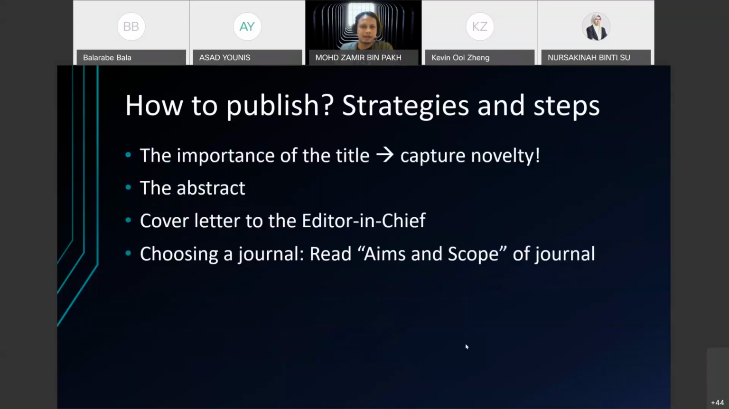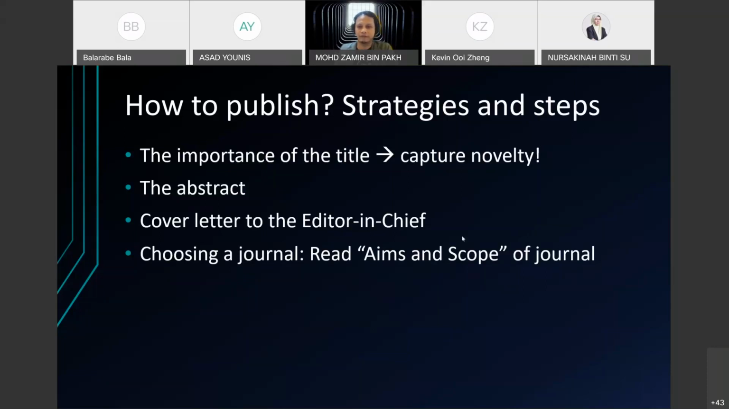Right, what else is important? Title should capture the novelty, right? So talk to your supervisors, they are expert in this field. So you need to be able to capture the novelty, because the moment you capture the novelty in the paper, then it will capture the attention of the reviewers, of the editor-in-chief, of important people.